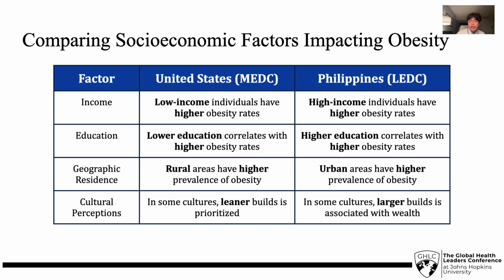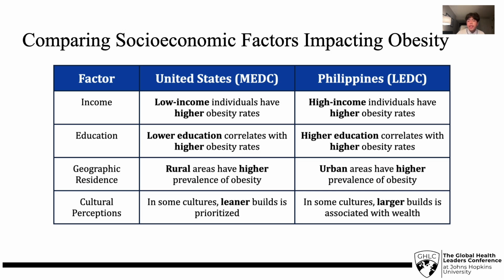In regards to education, families with higher education tend to live in urban areas where unhealthy food is more accessible and physical activity levels are lower due to the built environments that discourage walking. In regards to geographic residence, adults living in urban areas had 1.72 times the odds of being obese compared to rural counterparts, due to lifestyle shifts linked with urbanization. In many Filipino communities, a larger body size has been historically associated with prosperity, which can normalize and even encourage unhealthy weight, making generational change more difficult.